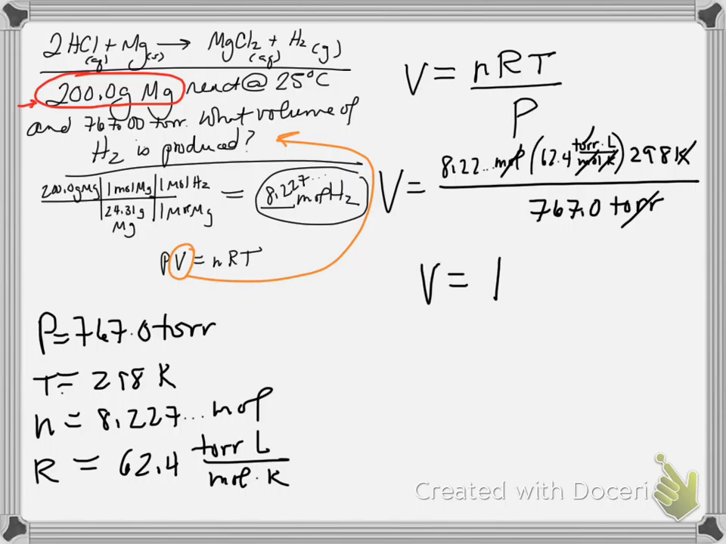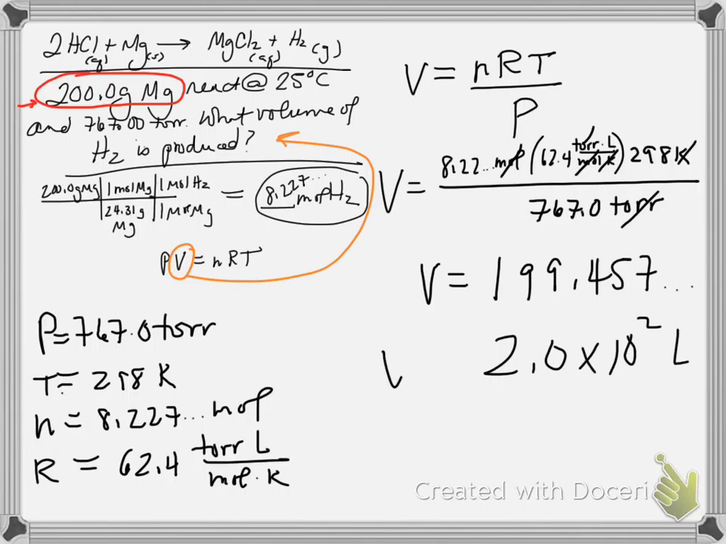So we get a raw number for volume of 199.457, on and on. I think we had, how many sig figs? 2. So we would call it 2.0 times 10 to the second liters.